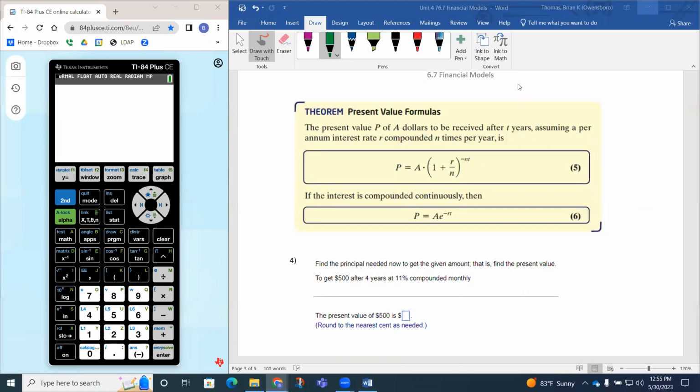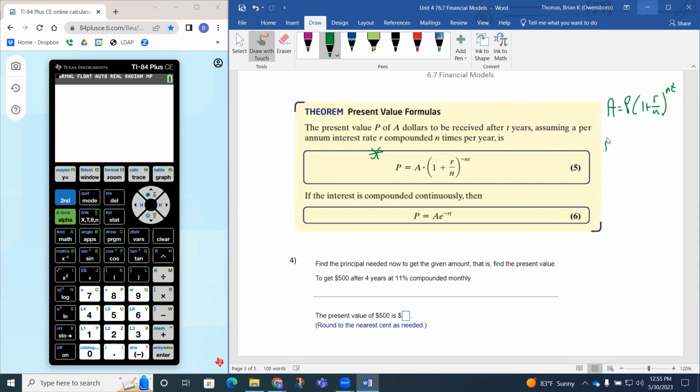So question 4 involves what's called the present value theorem. Remember we had the future value was A is equal to P times (1 plus r over n) raised to the nt. So if I solve this equation for P, it takes this look.